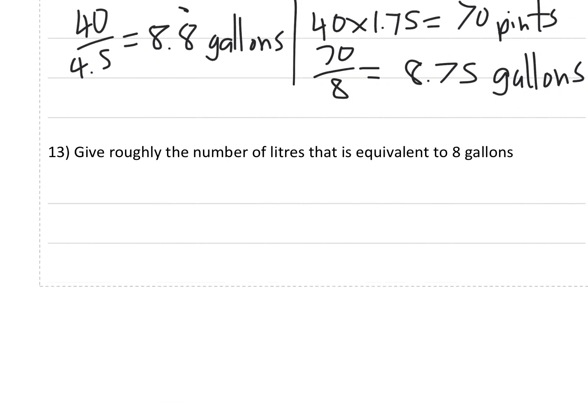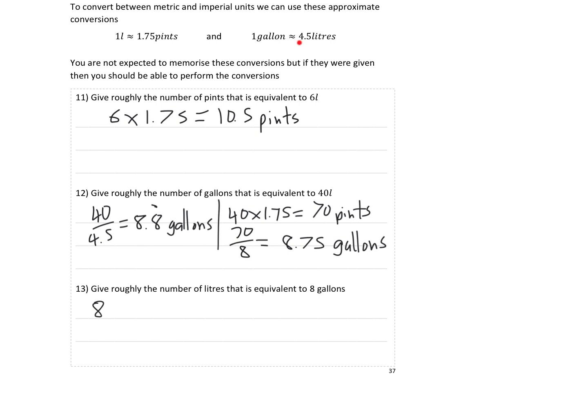Question 13. Give roughly the number of litres that is equivalent to 8 gallons. Well, 1 gallon we know is 4.5 litres. So we could do 8 times 4.5. And that would give you 36 litres. Okay, you could go a longer route. I don't think you want to. You could change the gallons into pints and then the pints to litres. But I think that's sufficient there. That would be the quickest way to do that question.